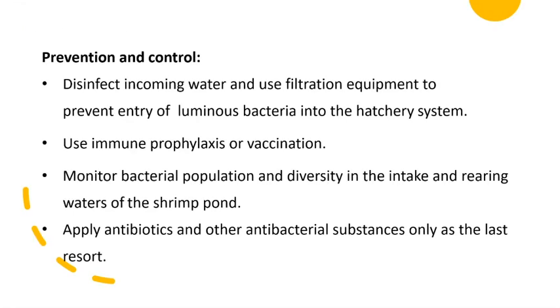Prevention and control. We have to disinfect the incoming water and use filtration equipment to prevent the entry of luminous bacteria into the hatchery system. We have to use immune prophylaxis or vaccination. The farmer has to monitor bacterial population and diversity in the intake and rearing waters of the shrimp pond. The farmer can apply antibiotics and other antibacterial substances only as the last resort.